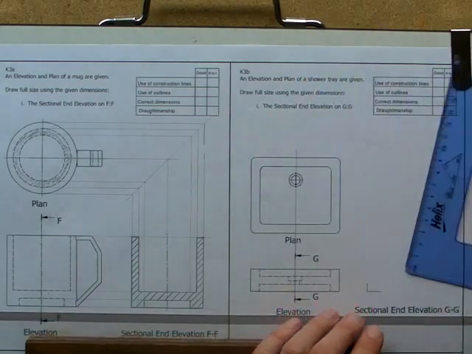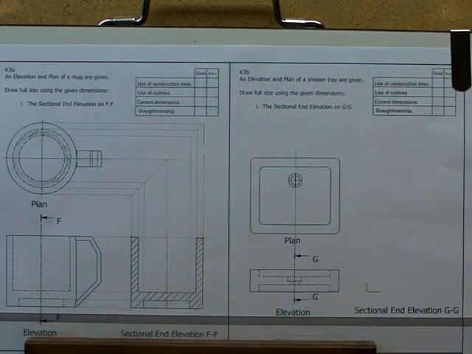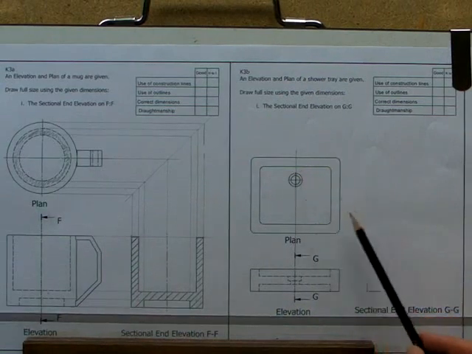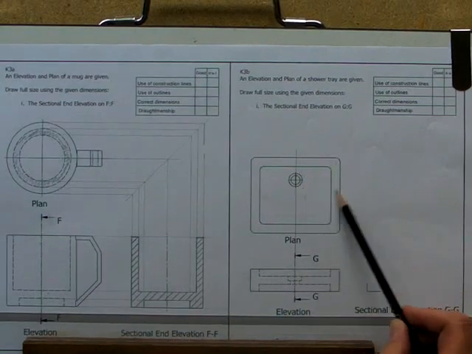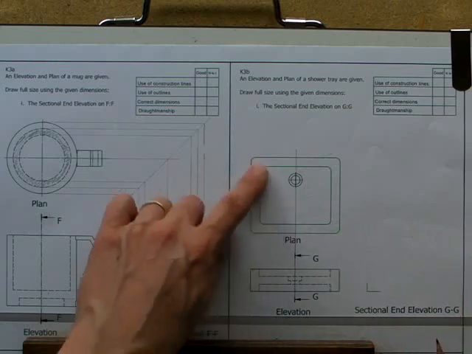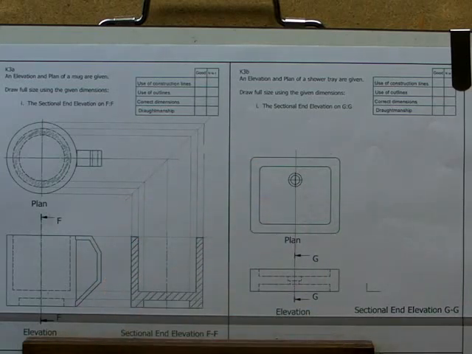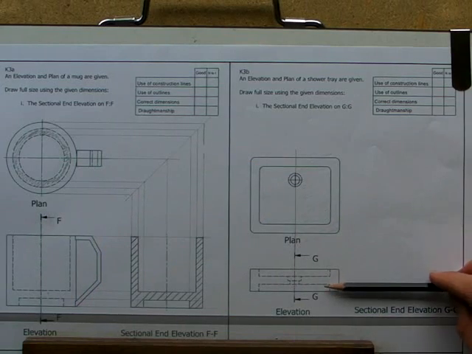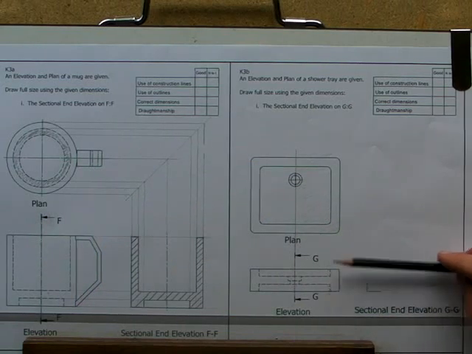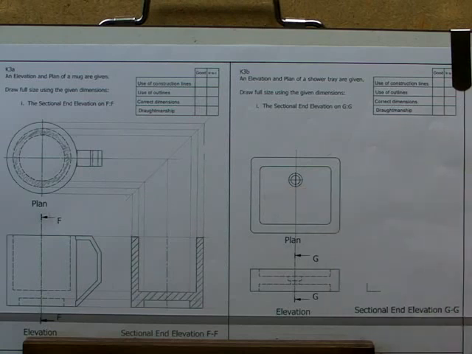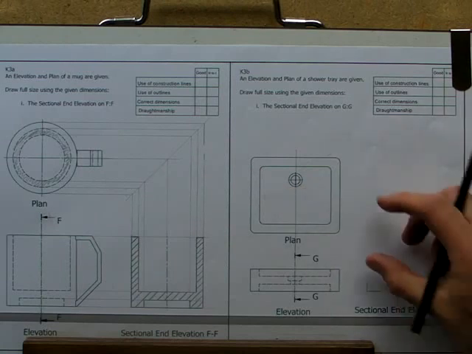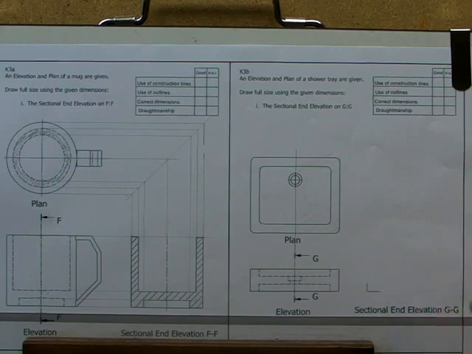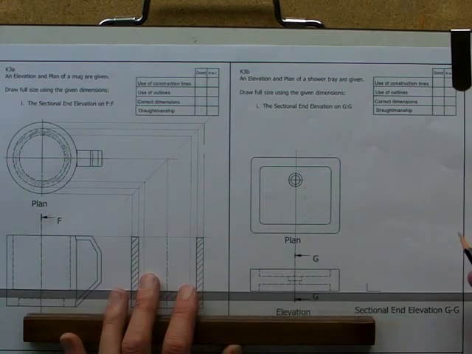And if you just look at that, it means that this side here is going to be removed. So all of this here is going to be away. And we're only going to be looking at this side and the end elevation. Now obviously, the end elevation, we're going to be looking in this direction here. Okay, and in this direction here. So we're going to have a narrower sectional end elevation than the elevation. Right, let's crack on and we'll see it taking shape.